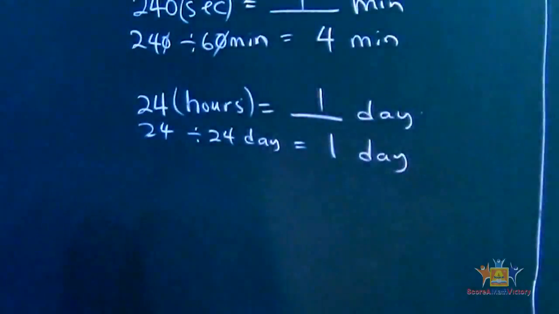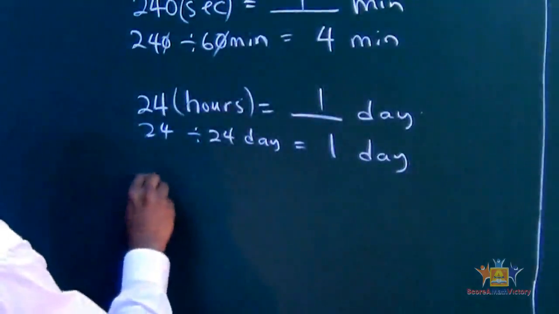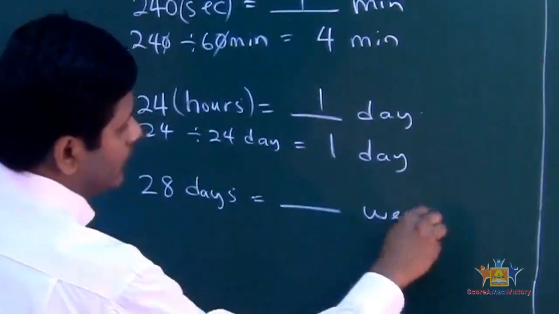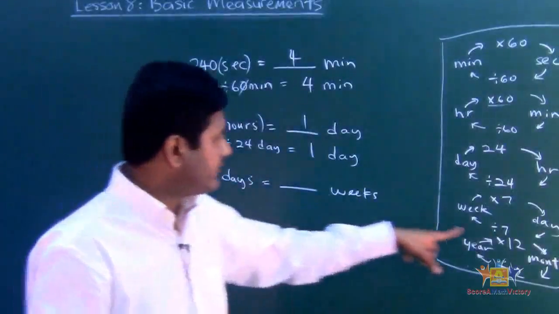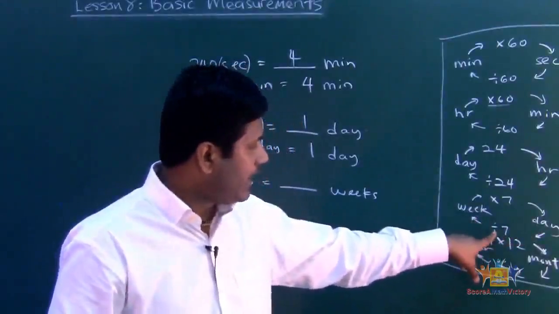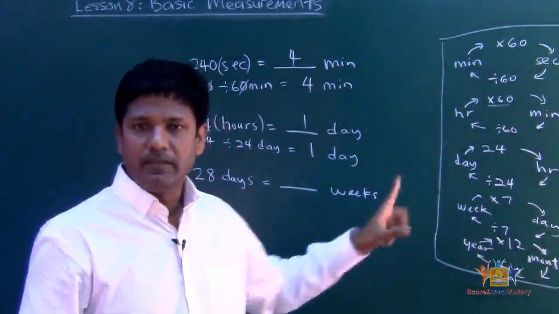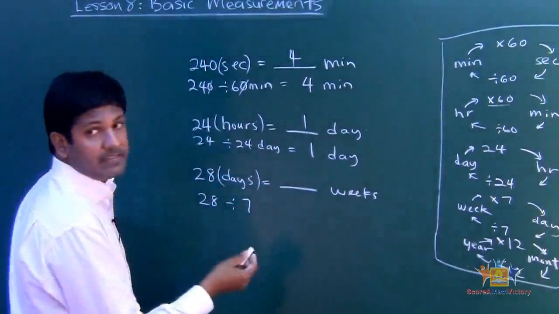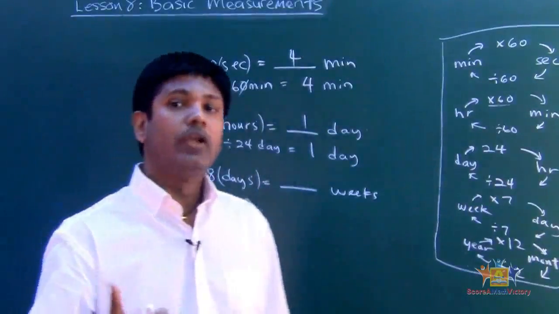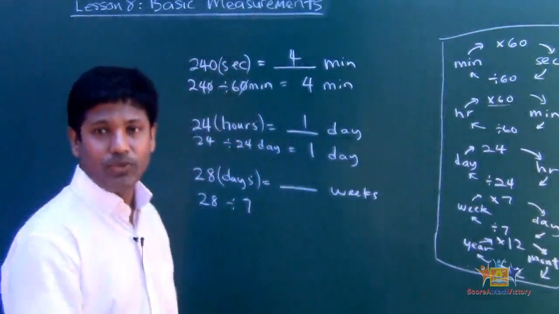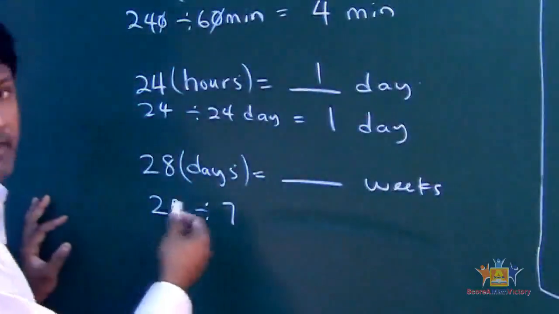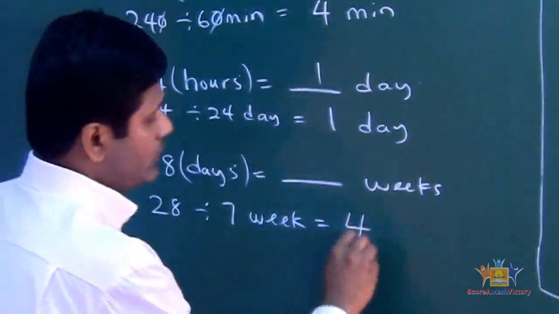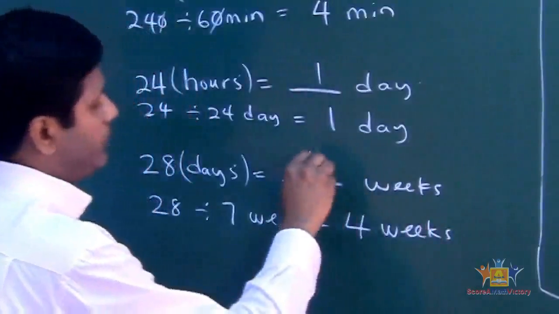Alright, let's say, for example, I give you 28 days and I want to find out how many weeks. So which direction am I going? From days to weeks. That means I have to divide by 7. So I'm going to substitute the day by divided by 7. So 28 divided by 7, and that's in our timetable, which is what? 4 times 7 is what? 28. So 28 divided by 7 is 4. We're going to put a week next to it, so that makes it 4 weeks.